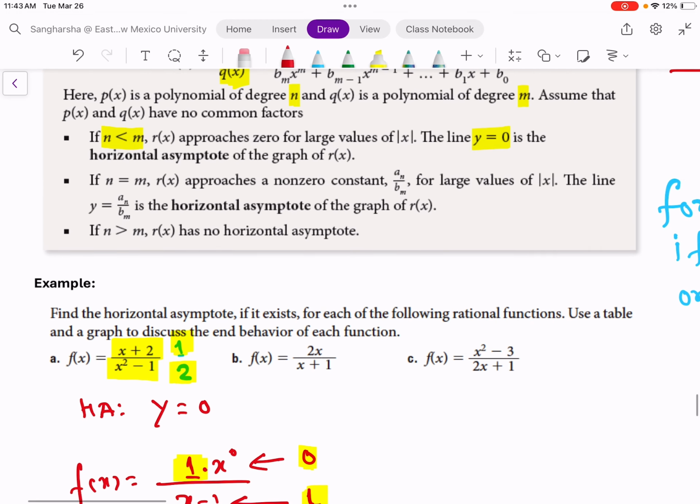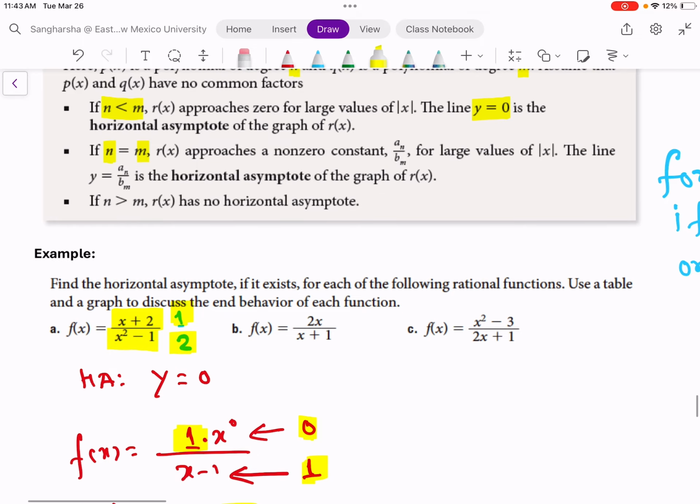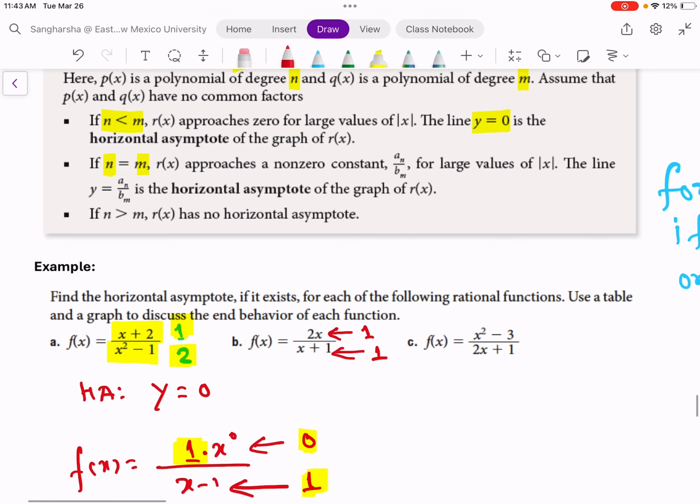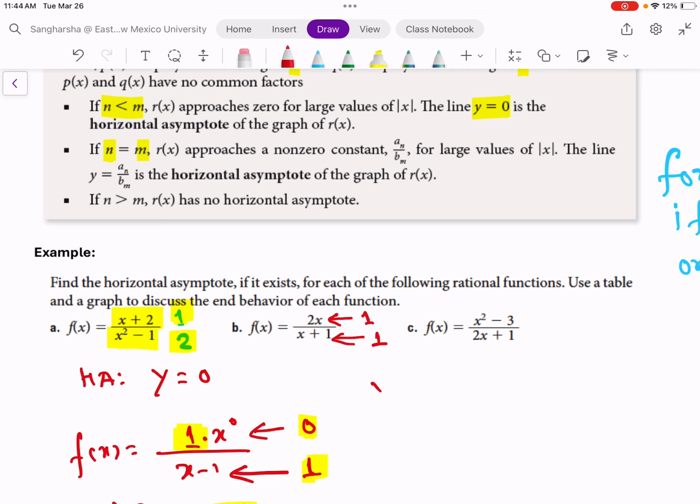Okay, the next condition: what happens if the degree of the numerator equals the degree of the denominator? Now we might have a function where the numerator degree and denominator degree are equal to each other, like in the second example. What is the degree of the numerator here? 1, right? What is the degree of the denominator here? 1. So we have the same degree in the numerator and denominator. And if this is the case, then our horizontal asymptote y equals the coefficient of the leading term in the numerator. Let me write down a. a is the coefficient of the leading term.